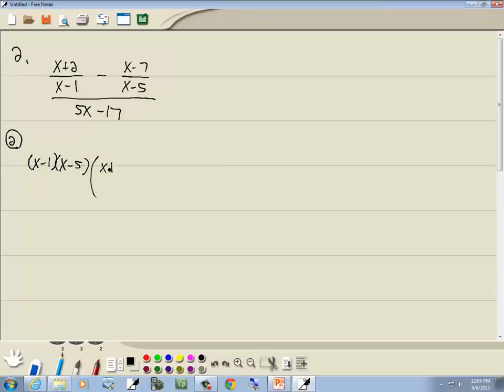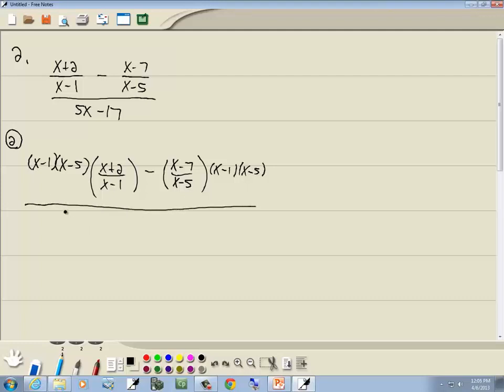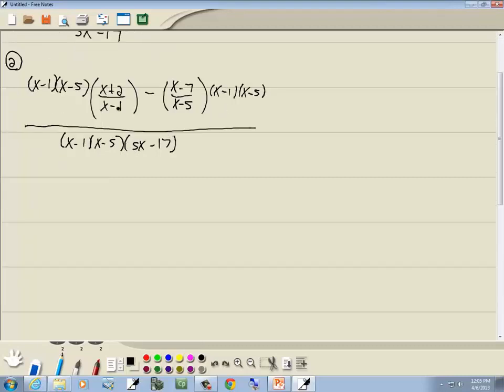So we'll multiply it by our first fraction. And we'll multiply it times our second fraction. And then we're going to multiply it times the 5x minus 17. Now you could multiply it times the 5x and times the negative 17. That'd be a lot harder than just setting it up this way. So if it's not a single fraction, then just put them next to each other like that with parentheses.